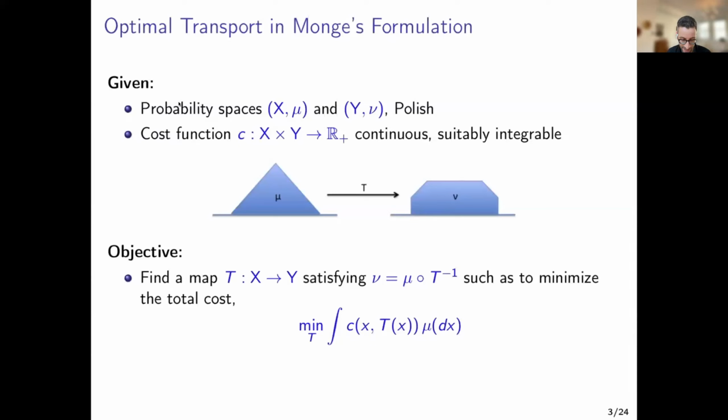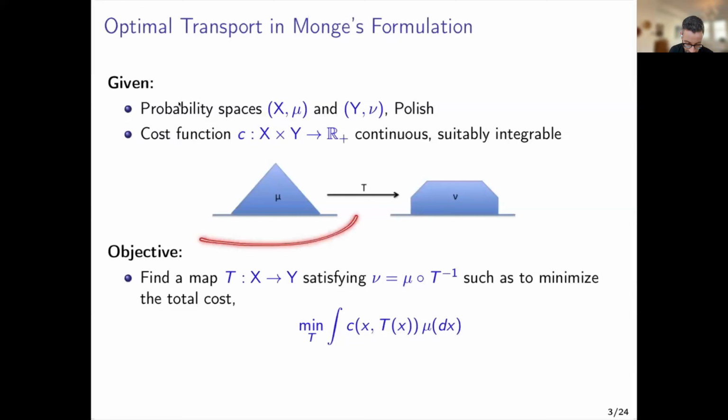You have two spaces, X and Y, which are both going to be R^d. And you are given two probability measures, mu and nu, on those spaces. And in addition, a cost function, c(x,y), which tells you what is the cost to bring a unit mass from location x to location y.